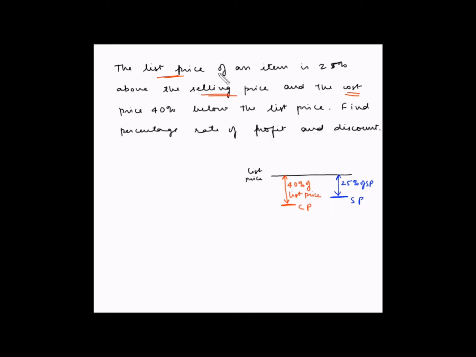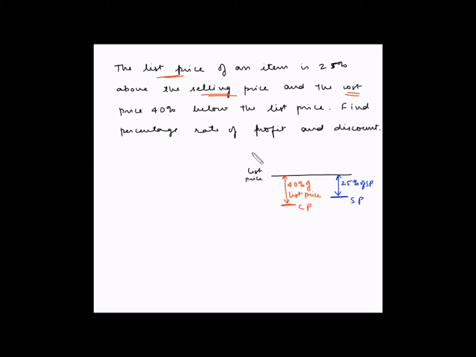So see, in the first statement, the relationship or the percentage is given in terms of the selling price. So the list price of an item is 25% above the selling price. So it is above by 25% of the selling price, which is this. And the cost price is 40% below the list price. So from the list price, 40% if you deduct, you'll get the cost price. So here we have been given a relationship between the list price and the cost price. And the second relationship we have been given is between list price and the selling price.